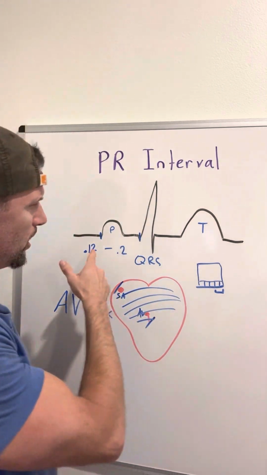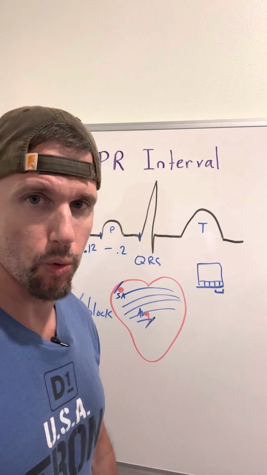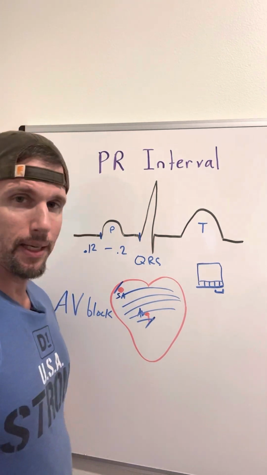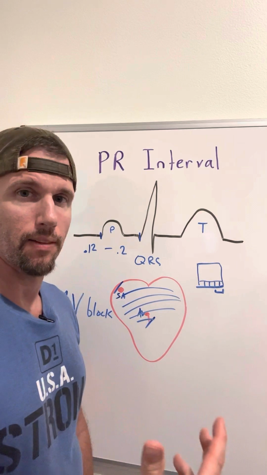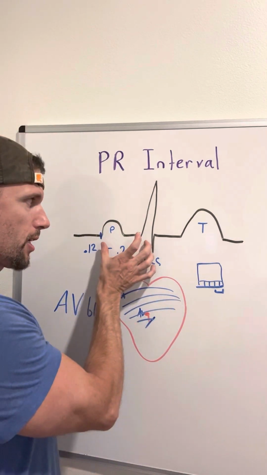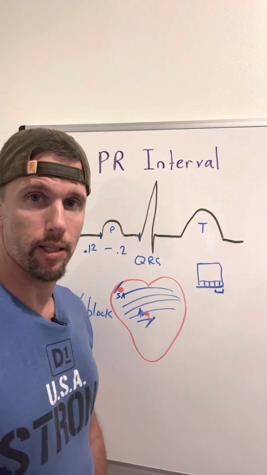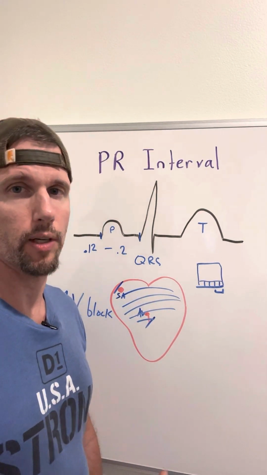So what if it's longer than 5 little boxes? What if it's longer than 0.2 of a second? That means that you have an AV block, first degree AV block. So it's just longer than it should be. That's a first degree AV block. And that could cause some bradycardia because you're not going to have as fast of a heart rate.